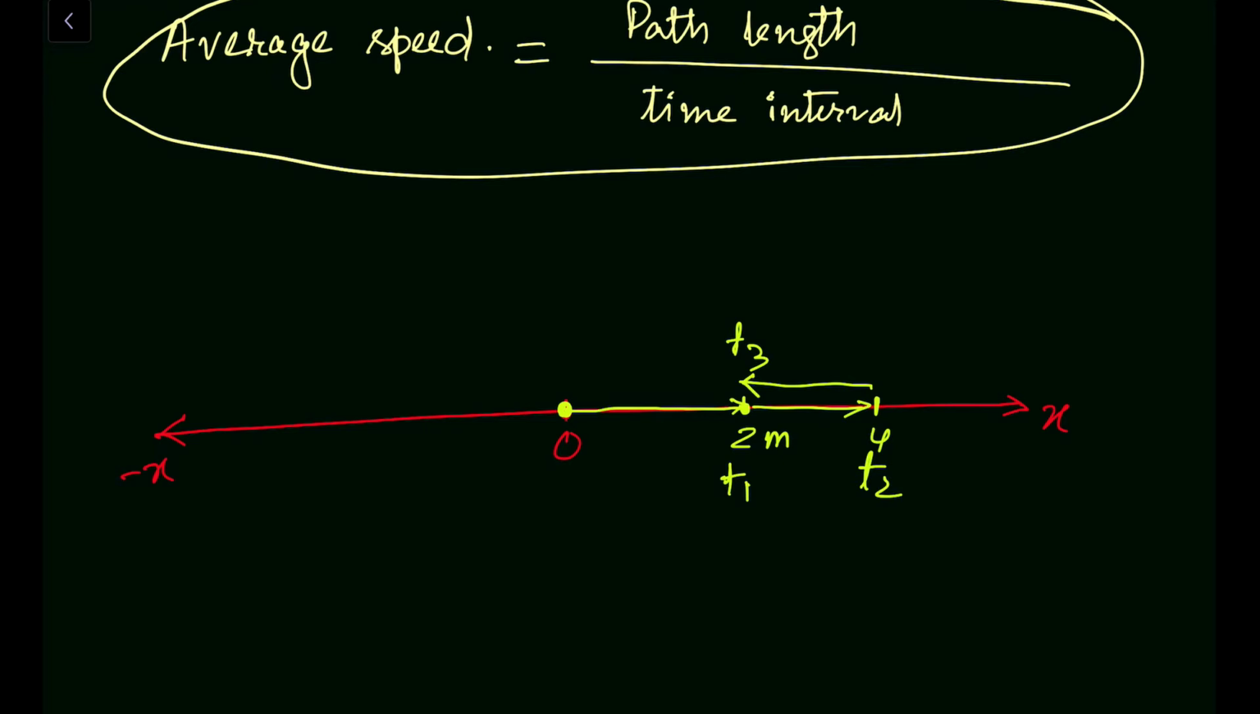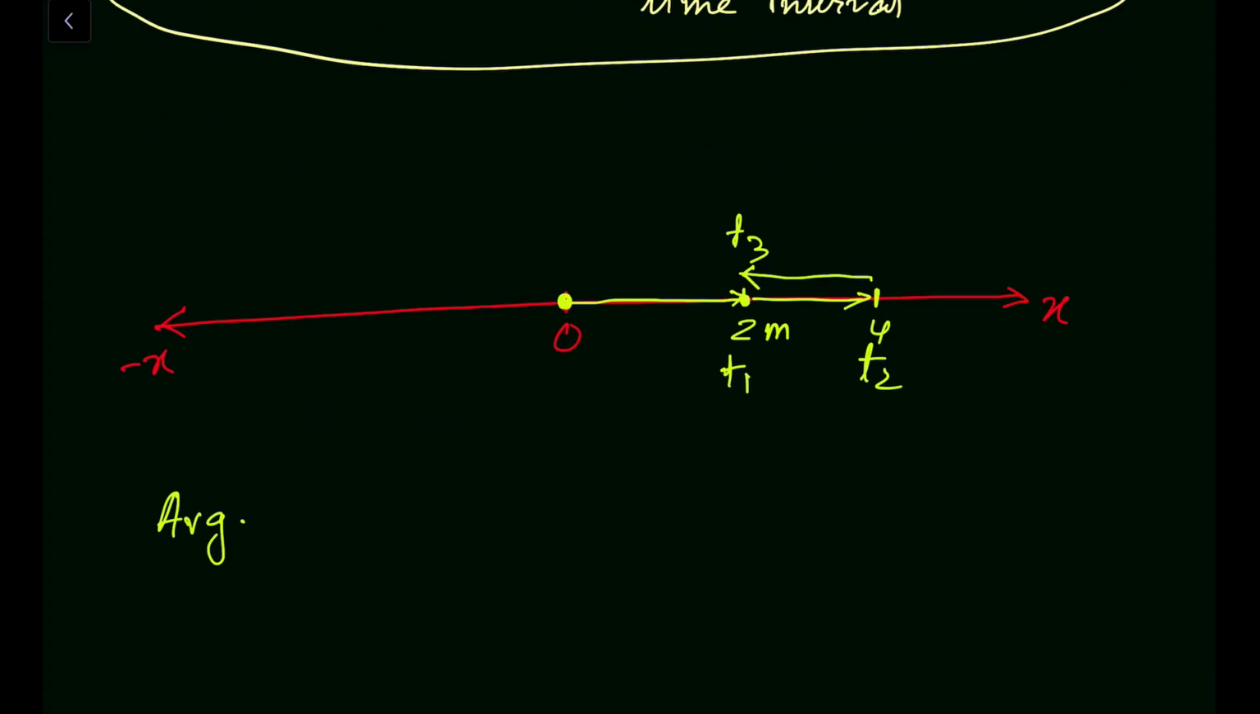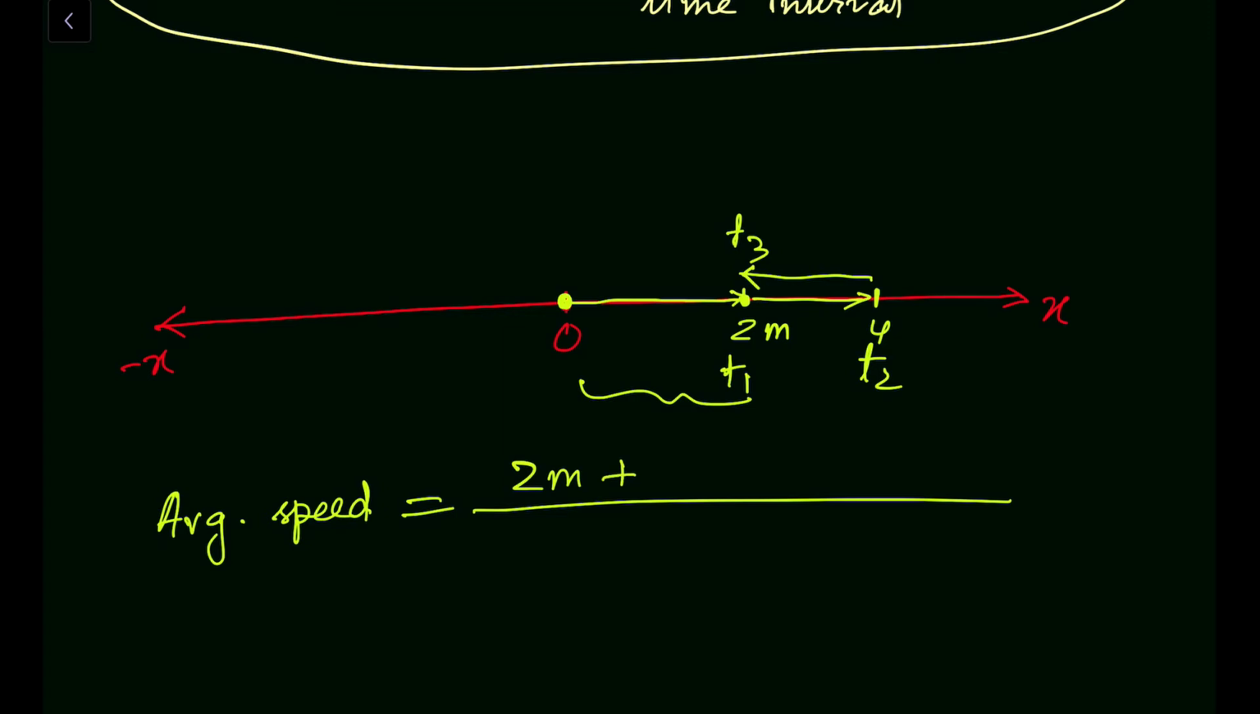So what is the path length? To find this average speed, we first have to find the path length. What is the path length here? We have to sum all the distances the object has traveled. Average speed is a scalar quantity, so we have to find the sum of the path lengths. At the first point we have 2 meter, plus from 2 meter to 4 meter, again 2 meter, plus again the object has traveled 2 meter up to time t3. So 2 meter. Now what is the direction, or what is the time?